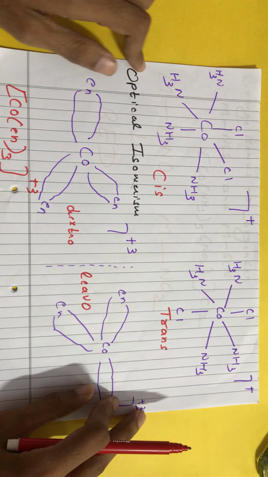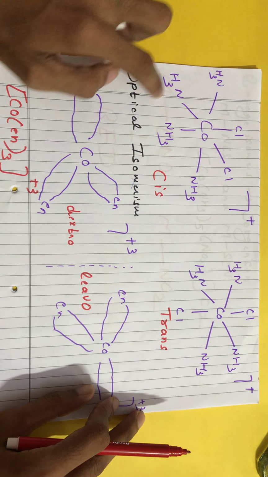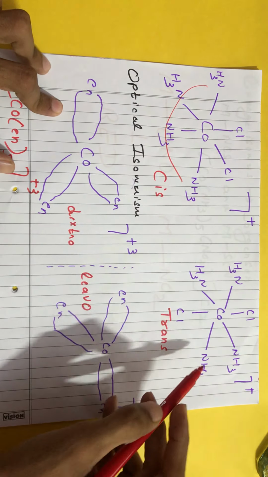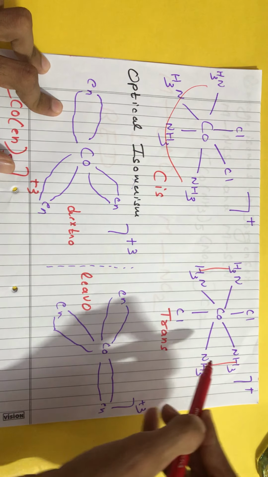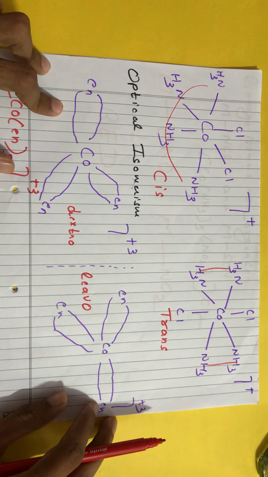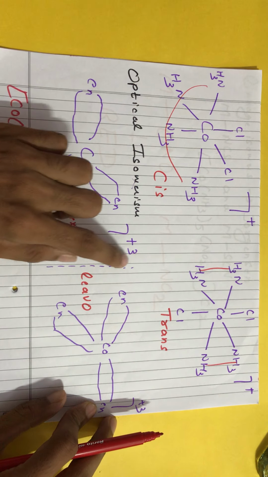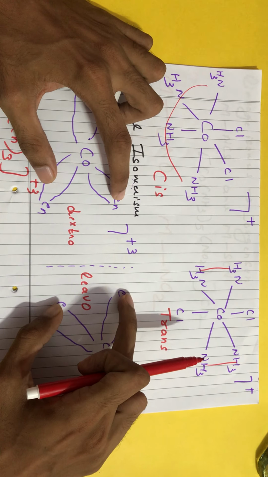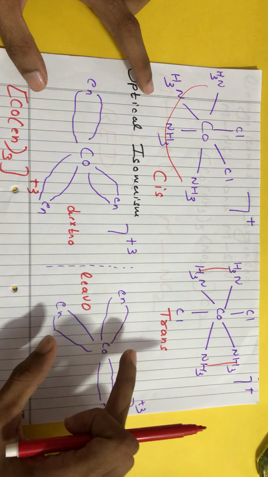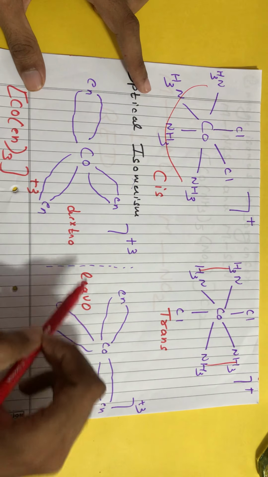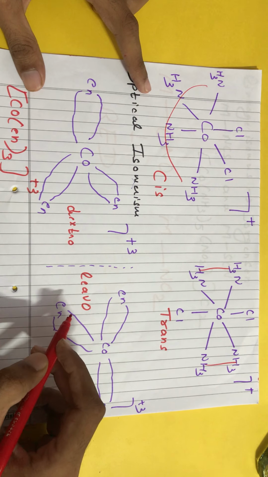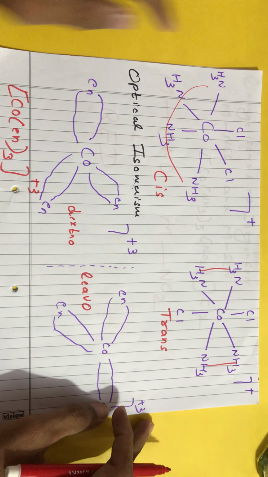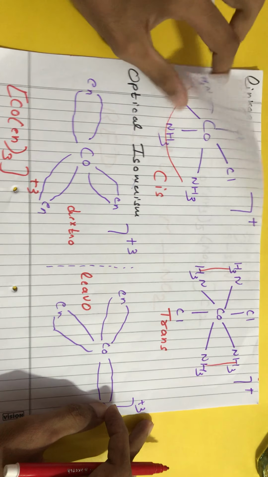Similarly, this is an octahedral structure in which all 4 ammonia ligands are on the same side, so it is cis, and here they are on opposite sides, so it is trans, a geometrical isomer. Now optical isomers are mirror images of each other. Here the ethylenediamine complexes are mirror images of each other. They are called dextro and levo forms, and we name them enantiomers. So these are the optical isomers. This is an example of an optical isomer.